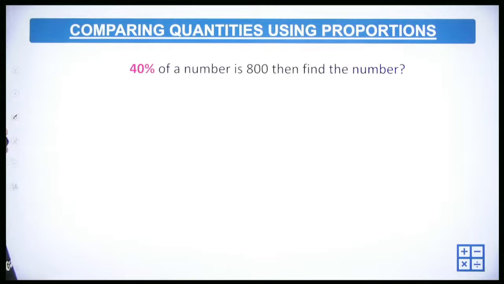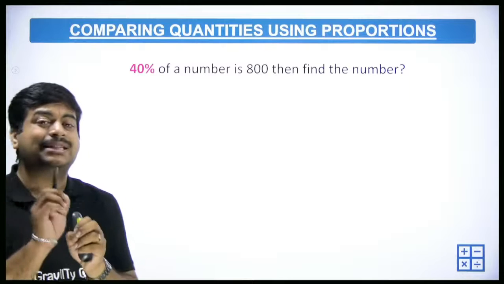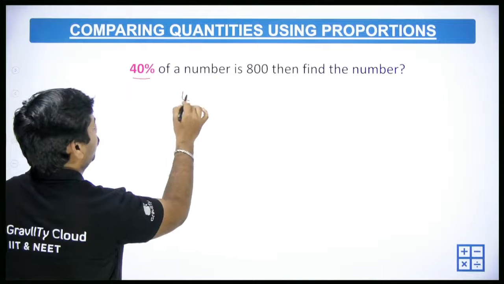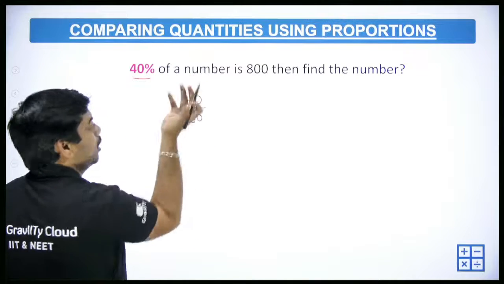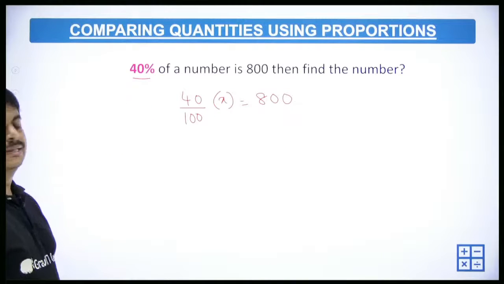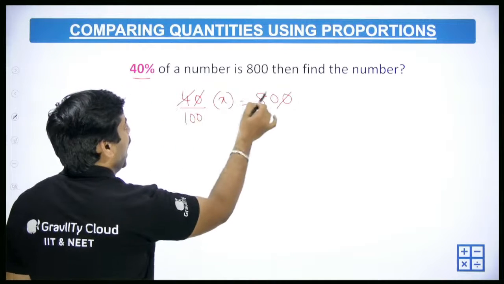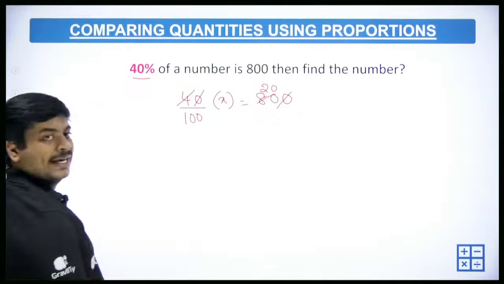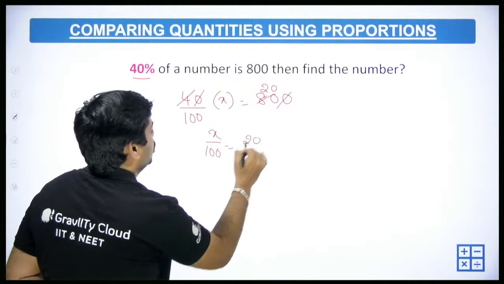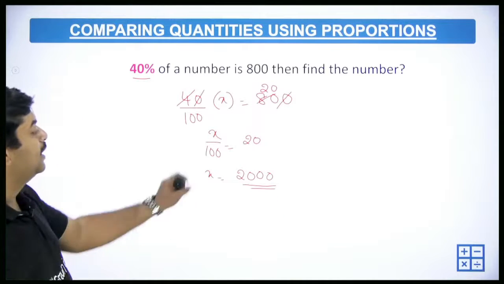Next one. 40% of a number is 800, then find the number. I told you percentage means per 100. So 40 by 100 of a number, which we don't know, X, is equal to 800. The 0 and 0 get cancelled. 4 20s are 80. So X by 100 is equal to 20. So X is equal to 2000. So 40% of this number should be equal to 800.